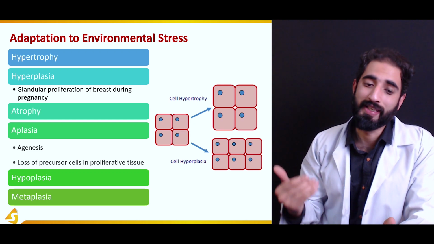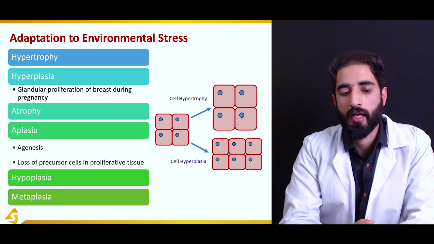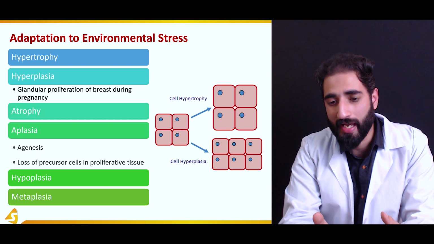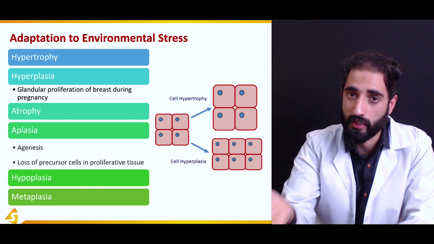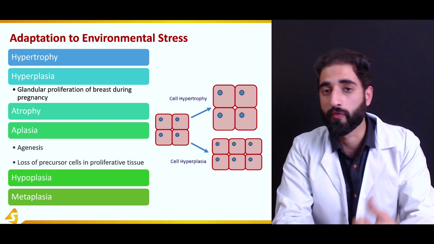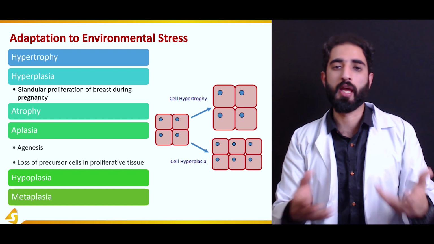Atrophy is actually the opposite of hypertrophy. It is the same number of cells, but they diminish or shrink in size. Let's take the example of the biceps muscle again. If we stop using it, it goes into disuse atrophy.